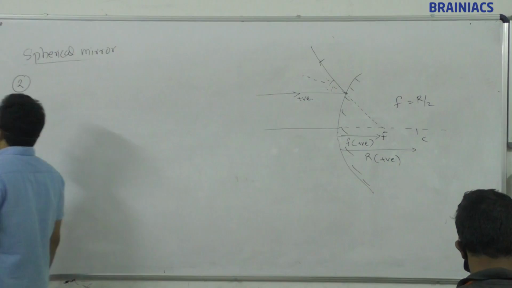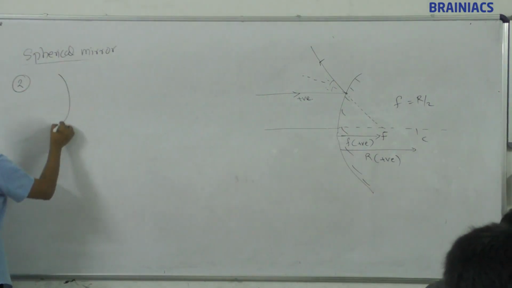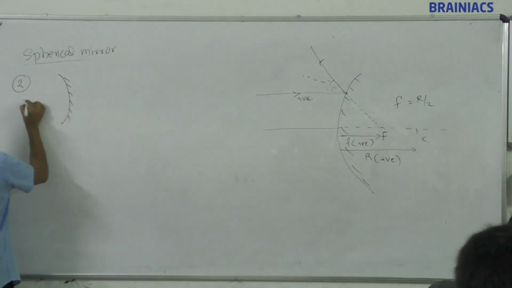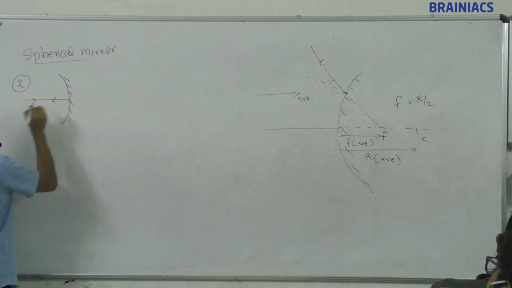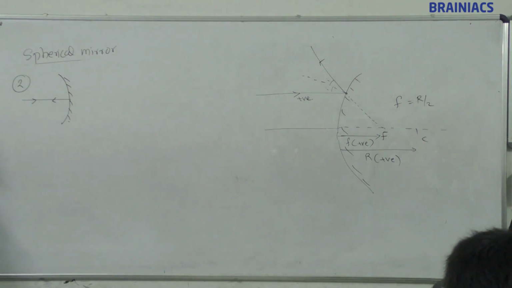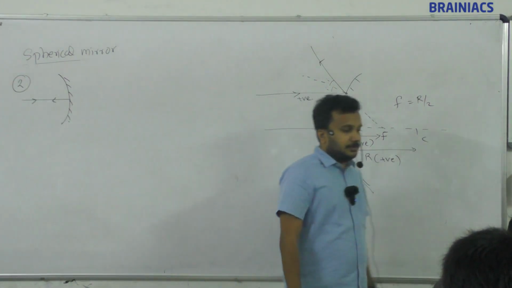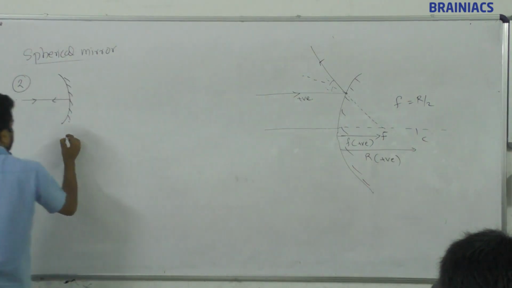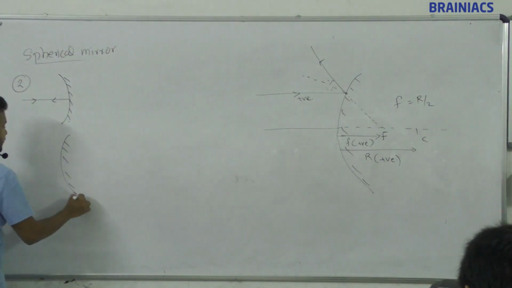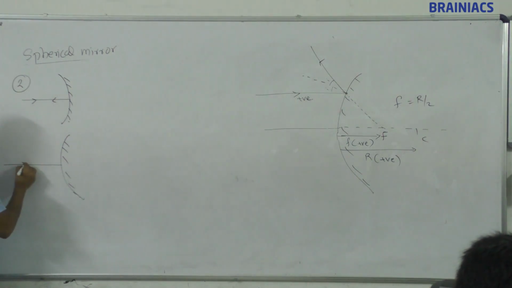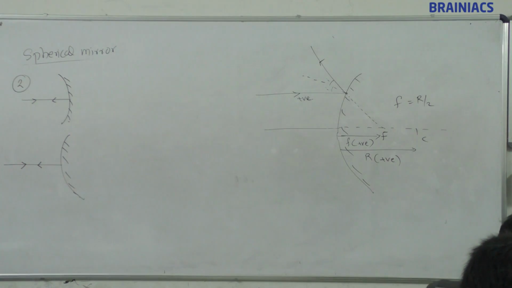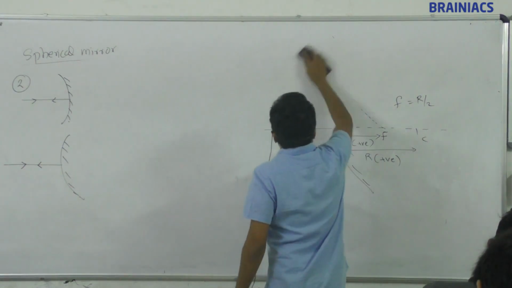If a ray passes through the center of curvature and focus, it will be reflected along the same path. Whether it is convex or concave, it is like this. These are the two diagrams for convex and concave.